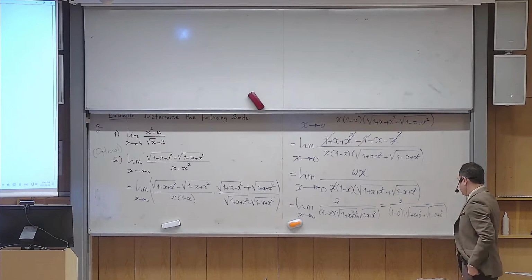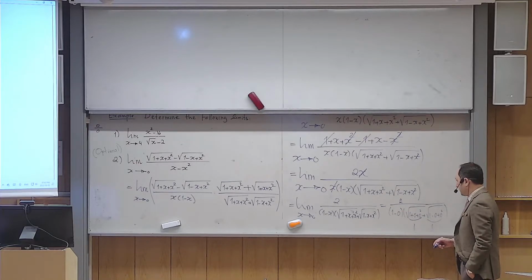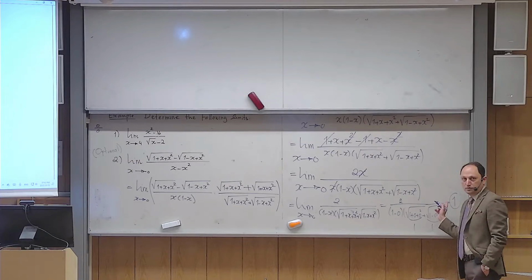Okay, so what's the answer? 0, 0, square root of 1, 1. Remember, this is 1. That is also 1. 1 plus 1 is 2. 2 times 1 is 2. 2 over 2 is 1. So I don't know. Did you say 1, I think?